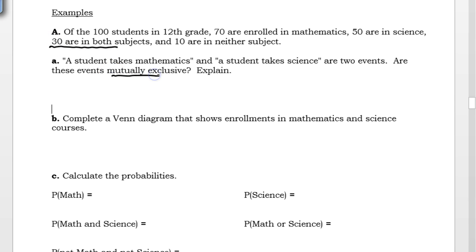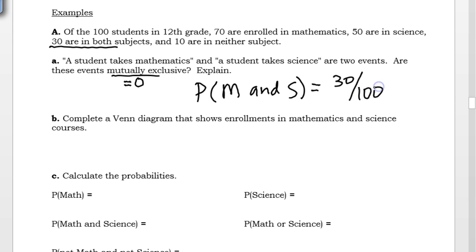For events to be mutually exclusive, the probability of A and B has to be zero. But since the probability of math and science is 30 out of 100, no, the events are not mutually exclusive. Basically, they don't equal zero, they equal 30, so no, they're not mutually exclusive.